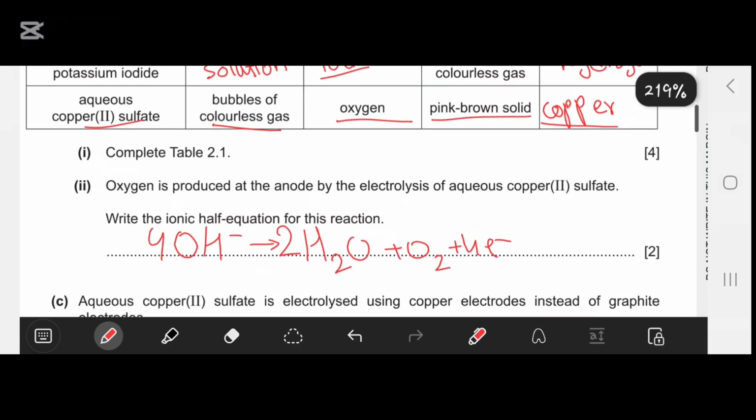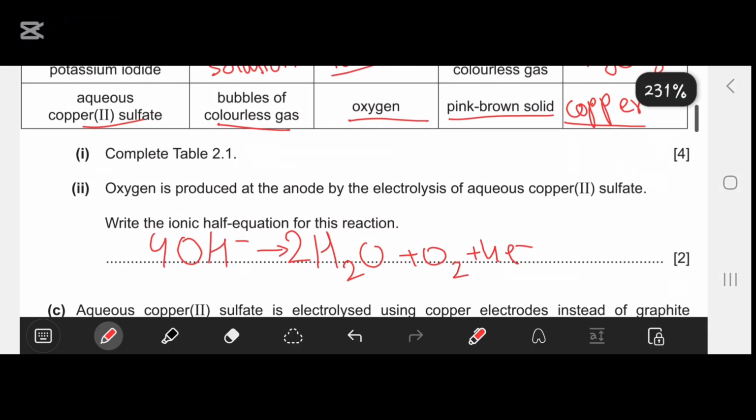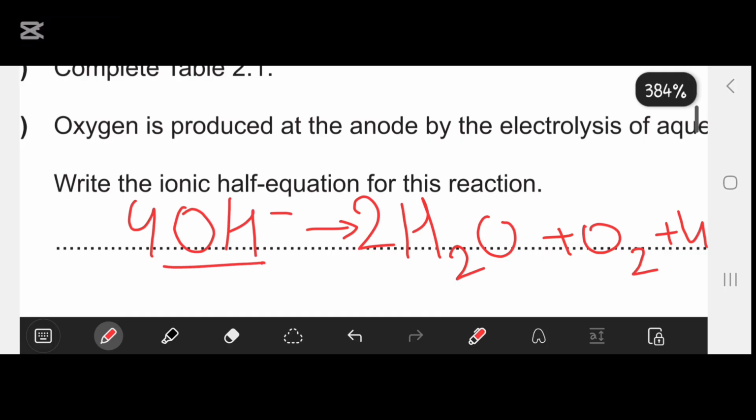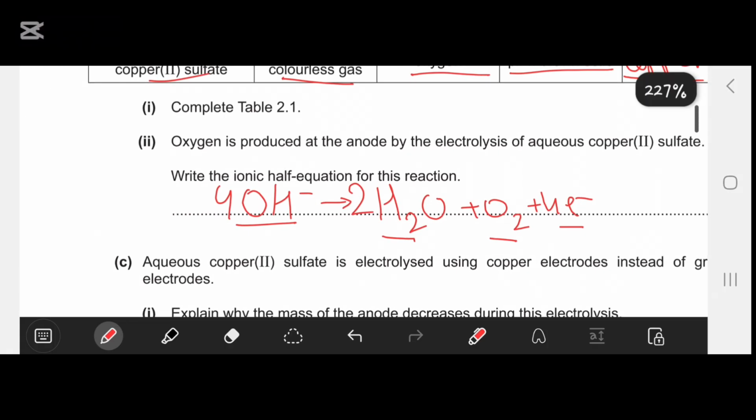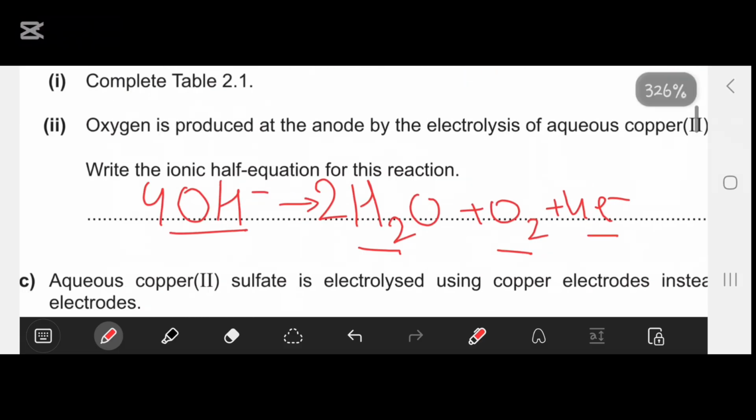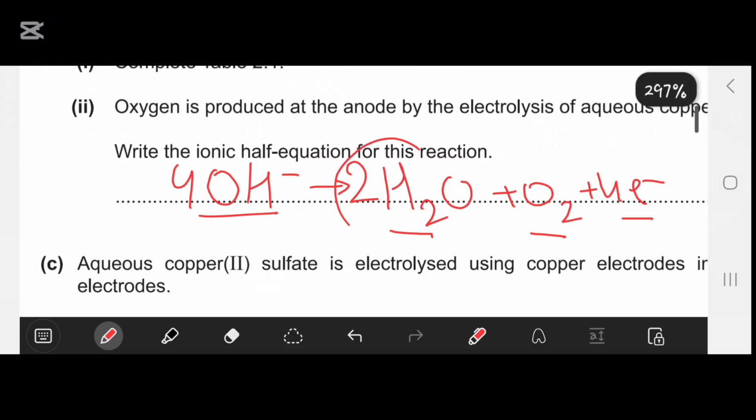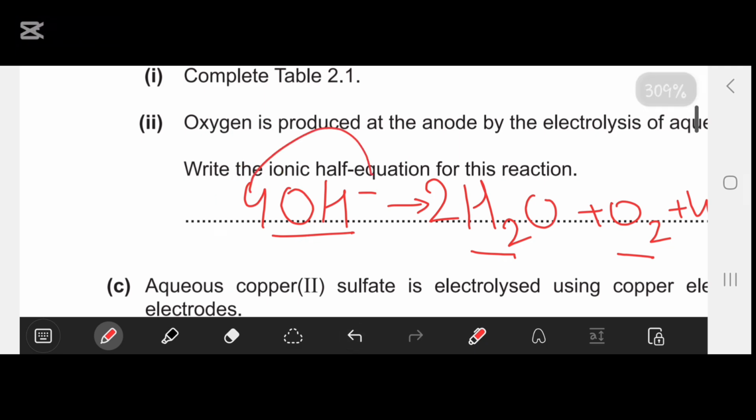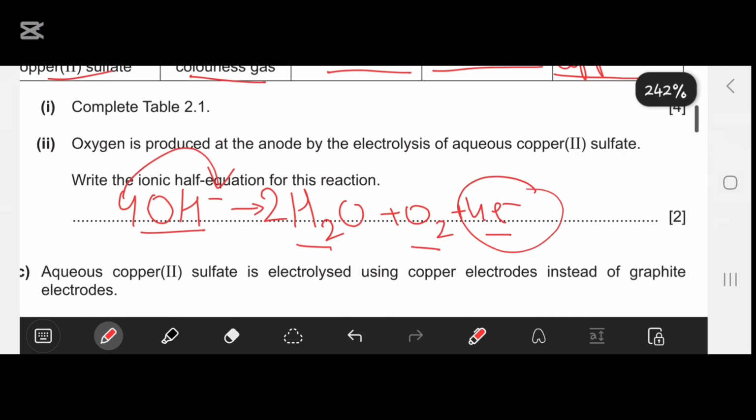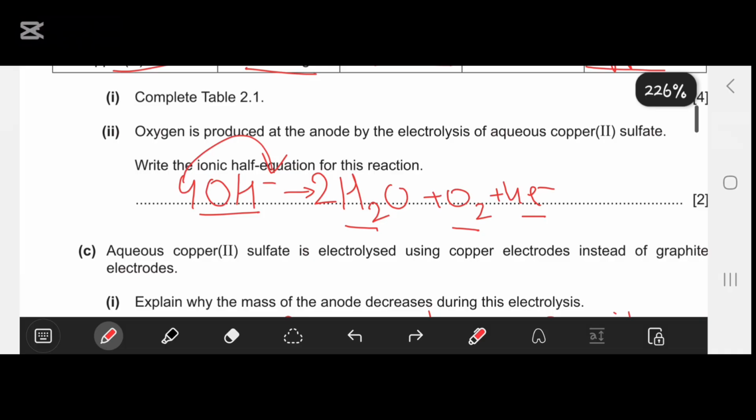Next question here. Oxygen is produced at the anode during the electrolysis of copper sulfate. Write the half ionic equation. Hydroxide ions produce water and oxygen, but lose 4 electrons. How do we know it loses 4 electrons? By balancing. Here we have 4 hydroxide, so we will do 4 multiplied by the charge, which will give us 4 electrons. I recommend you try to learn this equation and remember it.